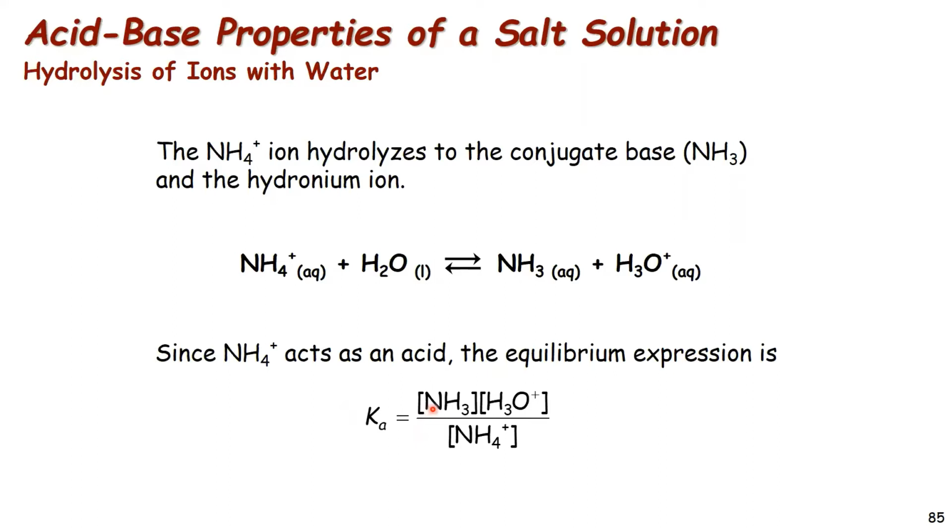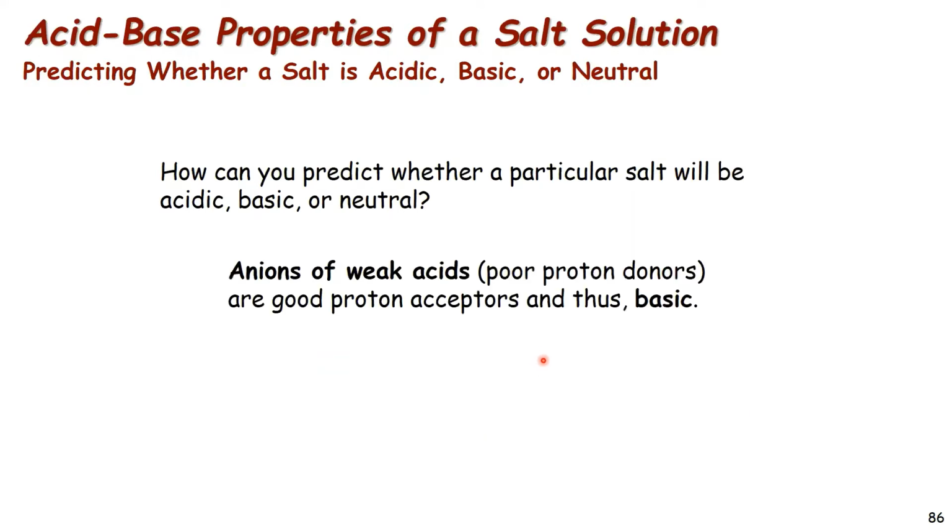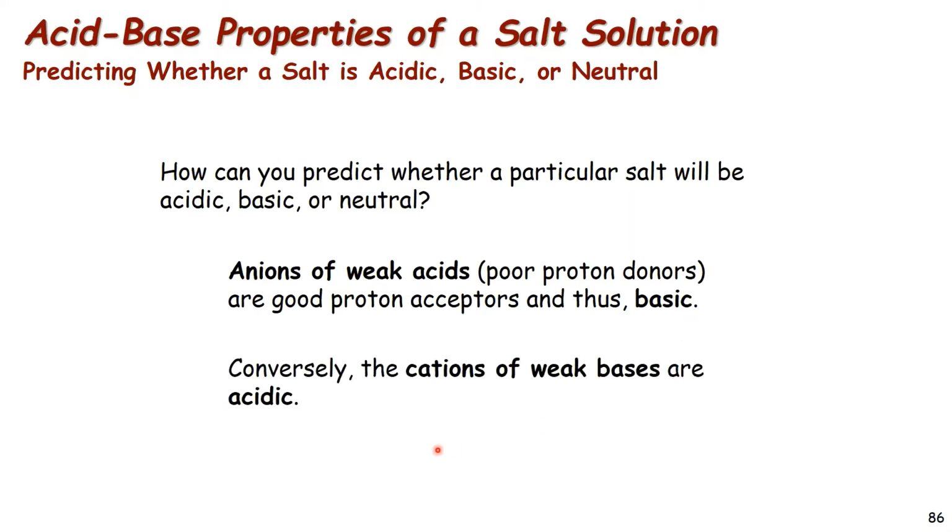And again, it's just going to be the products each raised to the coefficient in the balanced chemical equation divided by the reactants raised to the coefficient in the balanced chemical equation. So how can we predict then whether a particular salt is going to be acidic, basic, or neutral? Well, we know anions of weak acids, which are poor proton donors, are good proton acceptors, and thus they're going to be basic. So again, anions of weak acids are going to be basic. And conversely, cations of weak bases then are going to be acidic.